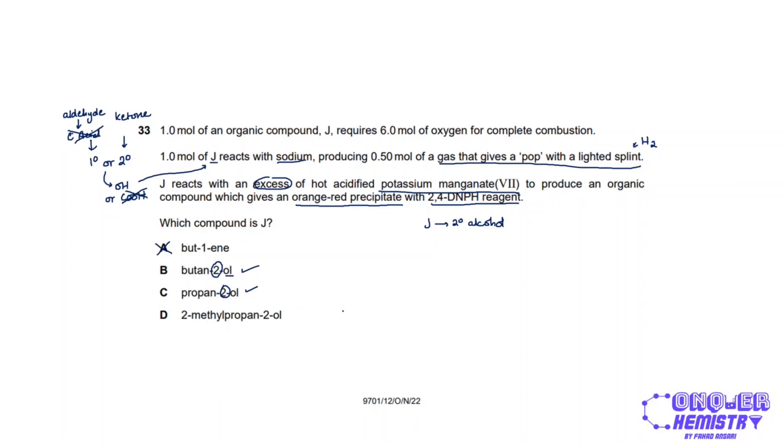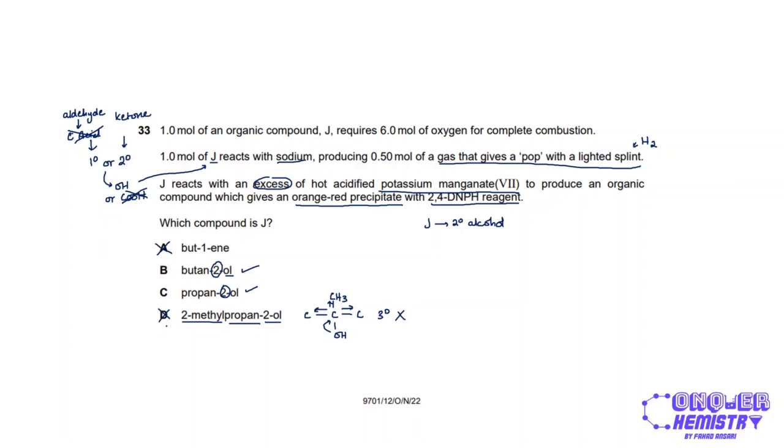2-methylpropan-2-ol. Now let's take a look at the structure. We have 3 carbon atoms in the main branch, propan. The OH is bonded to the second carbon atom, 2-ol. And then 2-methyl means you have a methyl side chain bonded to the same carbon atom in the middle. So the carbon bonded to the OH is further bonded to 1, 2, 3 carbon atoms. So this is tertiary. So this is not going to work. All right. So we have 2 options to choose from.